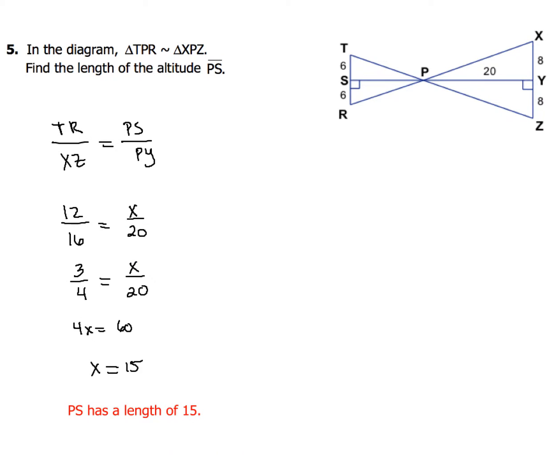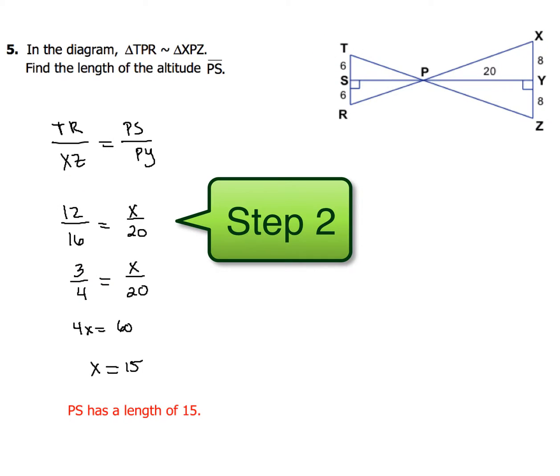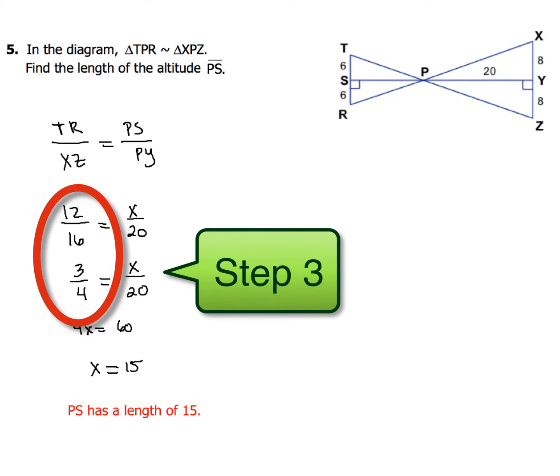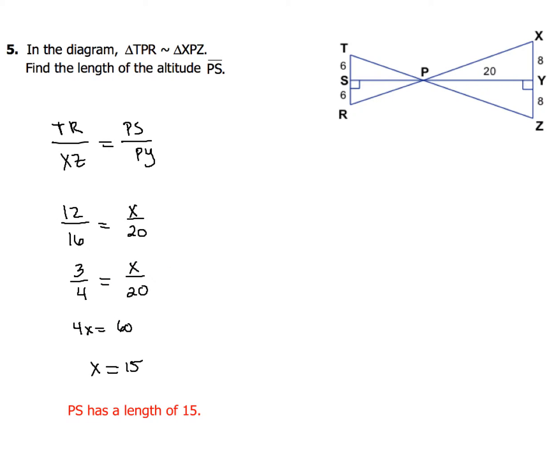So now when I set that up, you have 12 over 16 equals x over 20. Now I reduce the 12 over 16 just to make the arithmetic a little bit easier. So I reduce that down to 3/4. Still have equals x over 20. Then when I solve for x, you end up with 15. So PS has a length of 15.